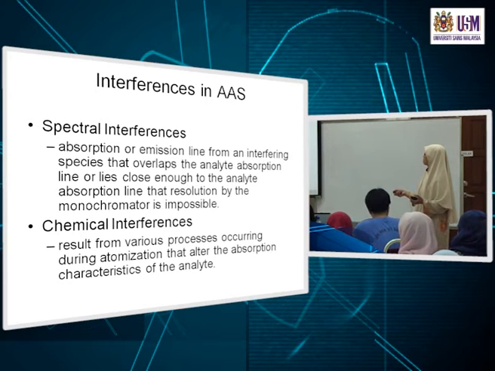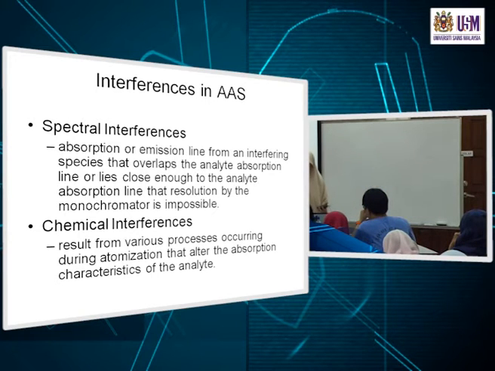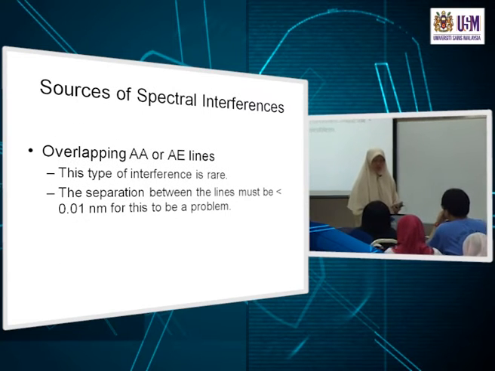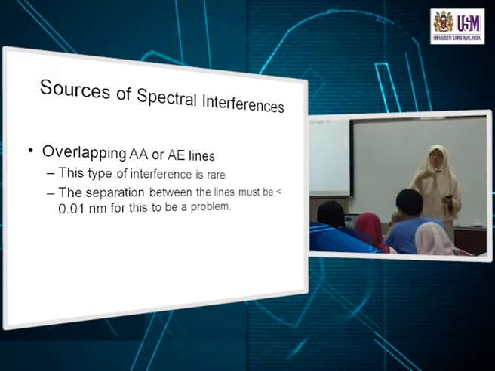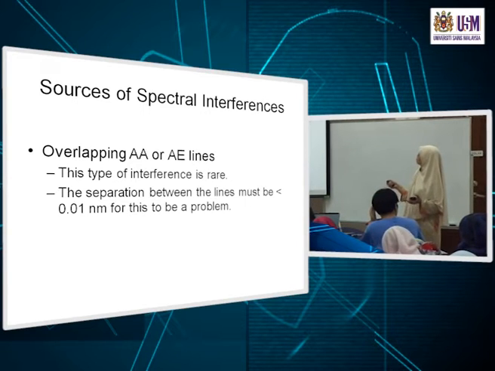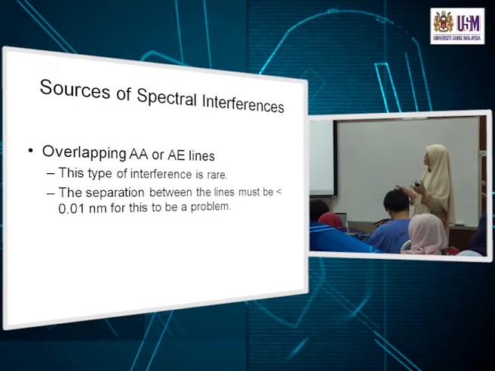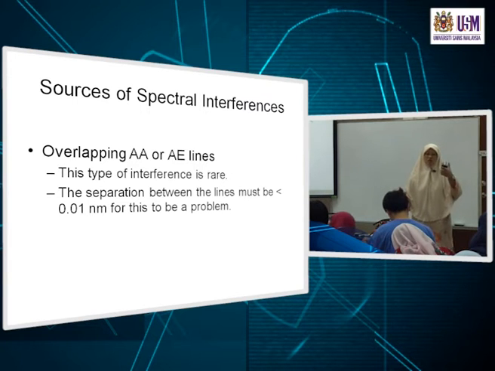Chemical interference, usually it will be something in the system that affects the atomization characteristics of the analyte, or rather the atomization process of the analyte, which will then change the absorption characteristic of the analyte. Okay. So first we look at spectral interference, because this word spectral comes from spectrum. It must be something that happens at that wavelength. So an example of a spectral interference would be absorbance of another species overlapping with the absorbance of your analyte atom in the flame or in the graphite.